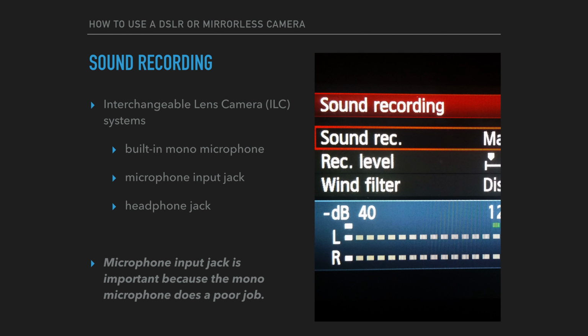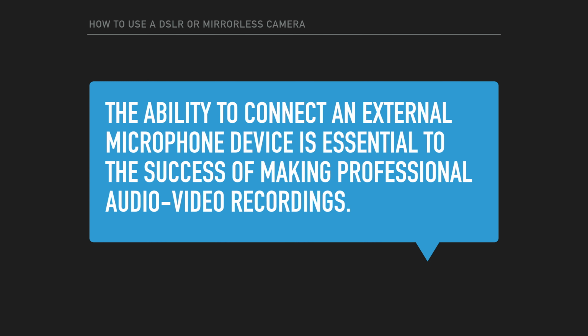DSLR cameras. Good interchangeable lens camera systems have facilities for handling audio such as a built-in mono microphone, a microphone input jack, and a headphone jack. The microphone input feature is especially important because the built-in mono microphone does a poor job of capturing natural and realistic sound of the subjects on scene, and so the ability to connect an external microphone device is essential to the success of making professional audio-video recordings.